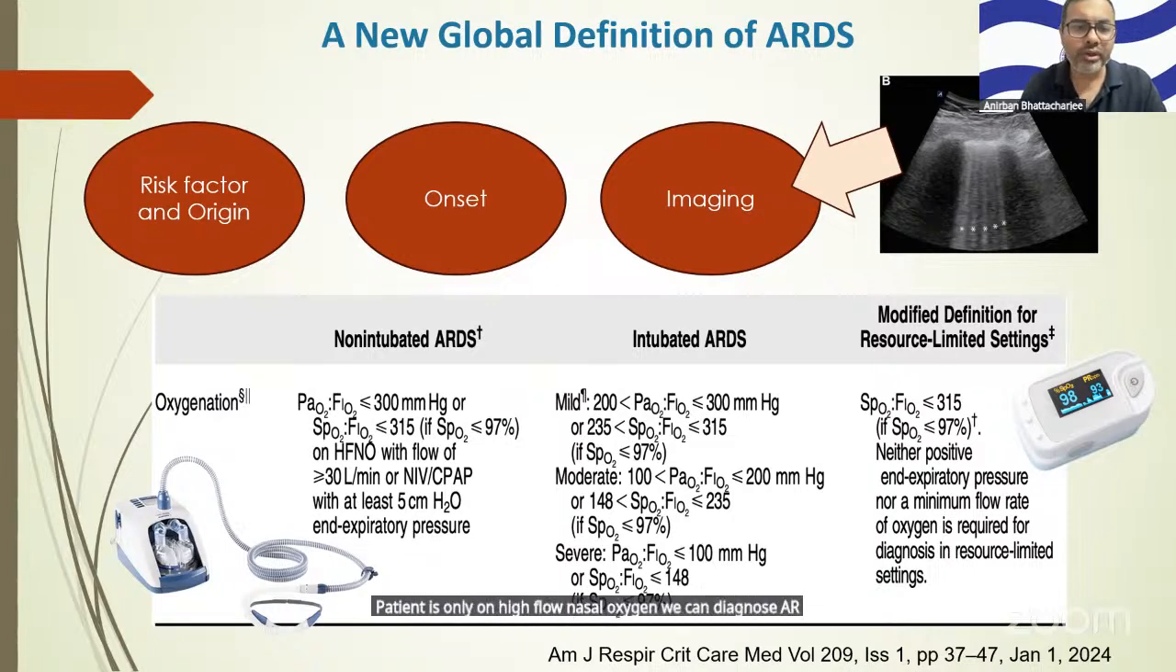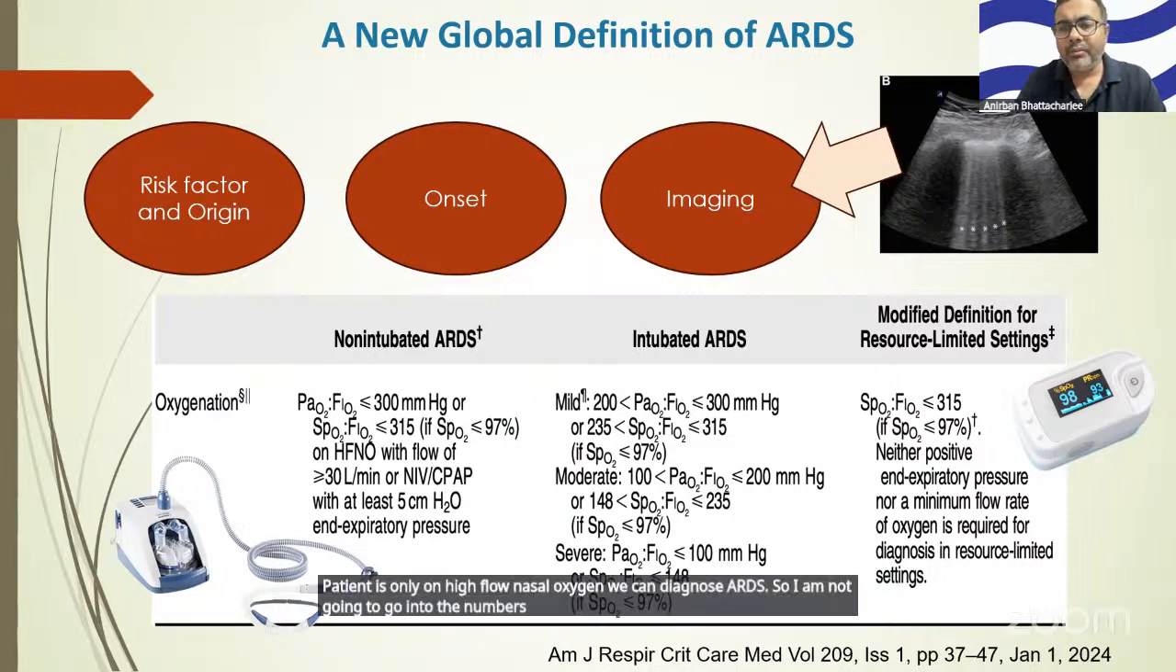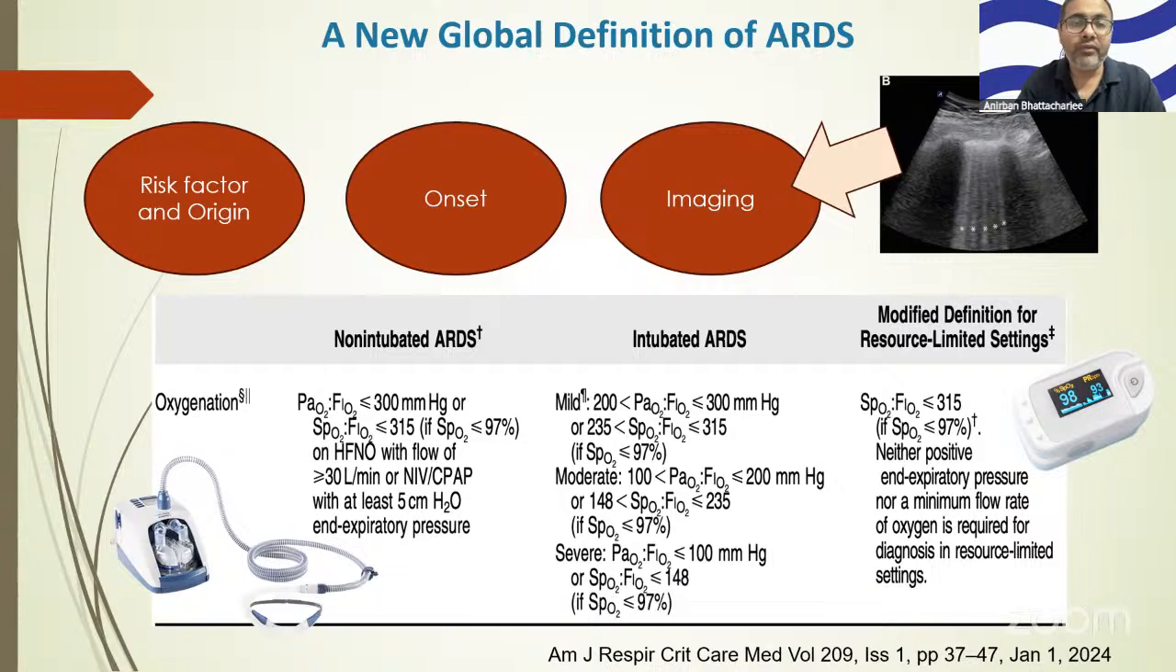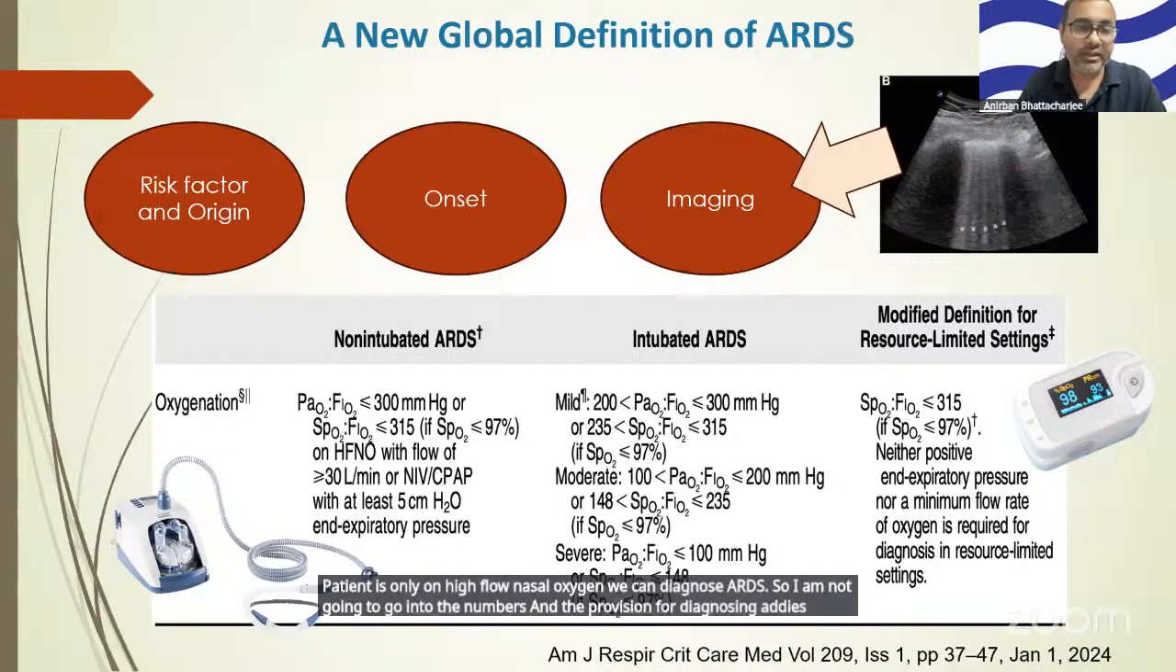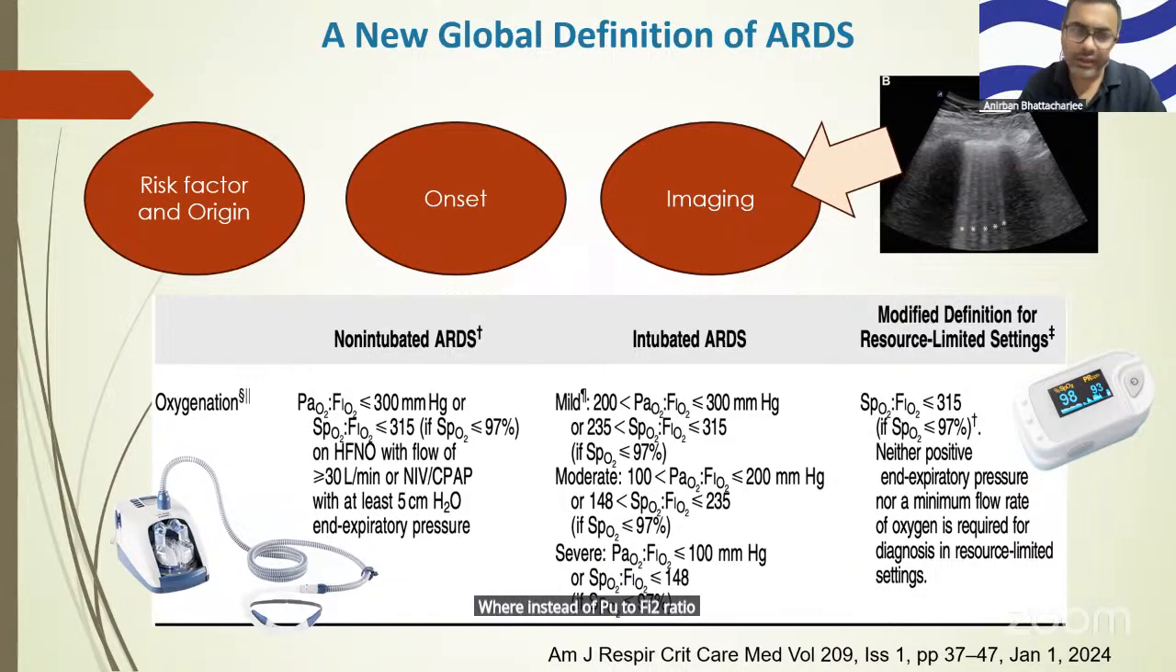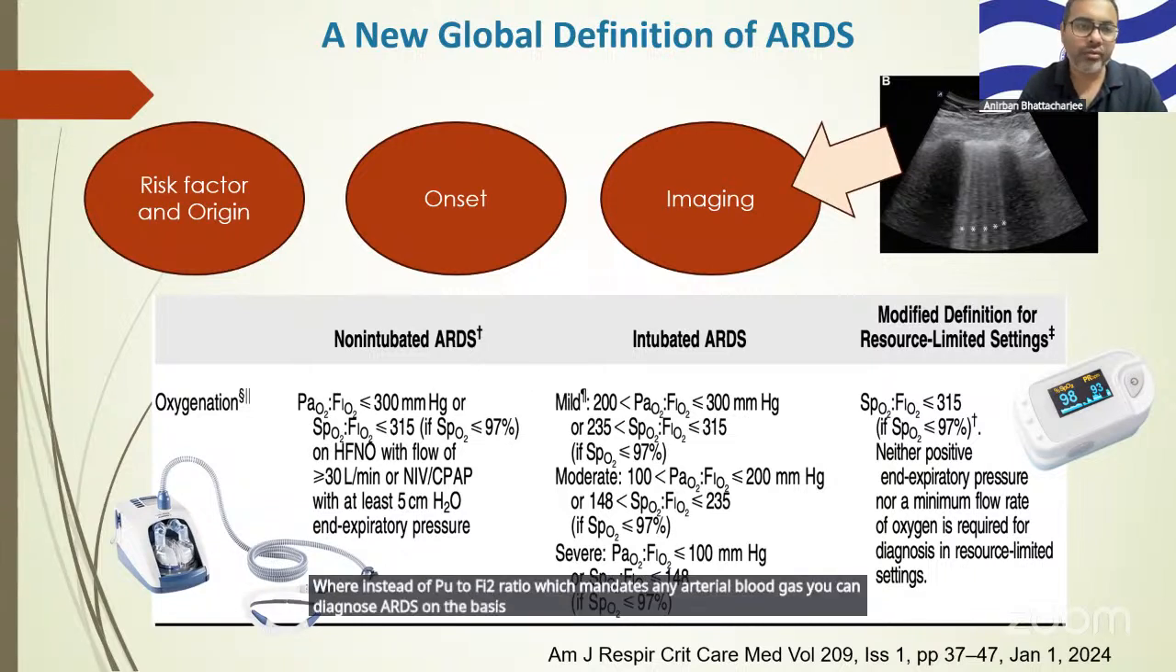So I am not going to go into the numbers. And the provision for diagnosing ARDS in resource limited settings has also been given by the Kigali modification, where instead of the PaO2/FiO2 ratio, which mandates an arterial blood gas, you can diagnose ARDS on the basis of the SpO2/FiO2 ratio. So this increases the feasibility of diagnosing ARDS in a formal manner in resource limited settings as well. Next.